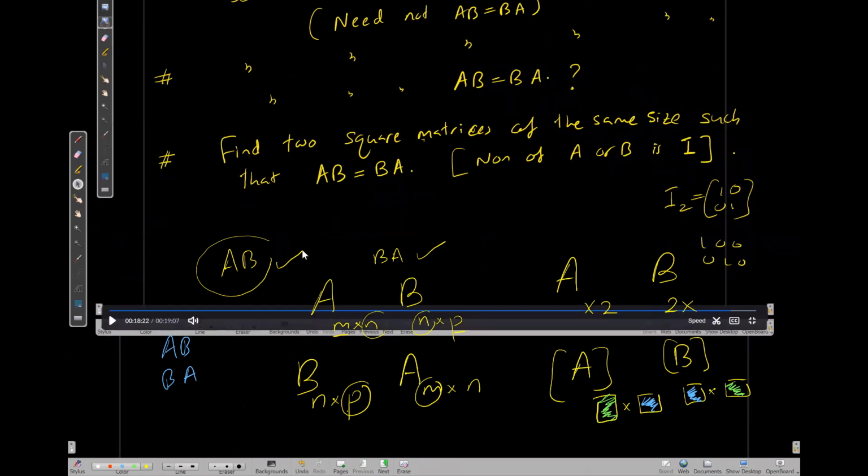The last question I posted: find two square matrices of the same size such that AB equals BA. Now let's have a look at that. Same size, AB equals BA. In general, this is not the case. So we are playing with this commutative property, AB equals BA. Can you find two square matrices?